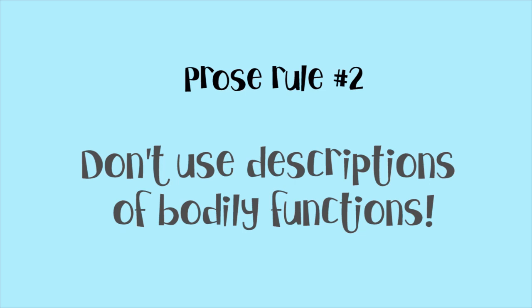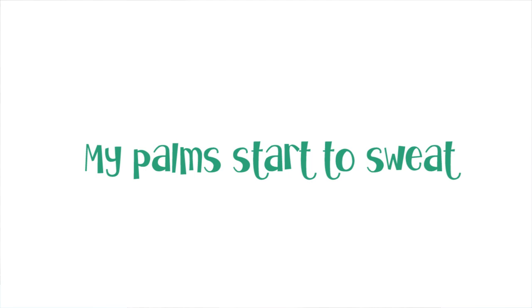So let me talk about the second mistake. The second mistake is using a description of bodily functions in an attempt to describe your internal state. So trying to help us know what you were feeling by describing what your body is doing. So some examples would be: my heart beats rapidly, my palms start to sweat, my breathing grows more shallow, I feel my face turn red, sweat rolls down my face. So I see this a lot. I see this attempt to describe what you're feeling by describing what is happening with your body.